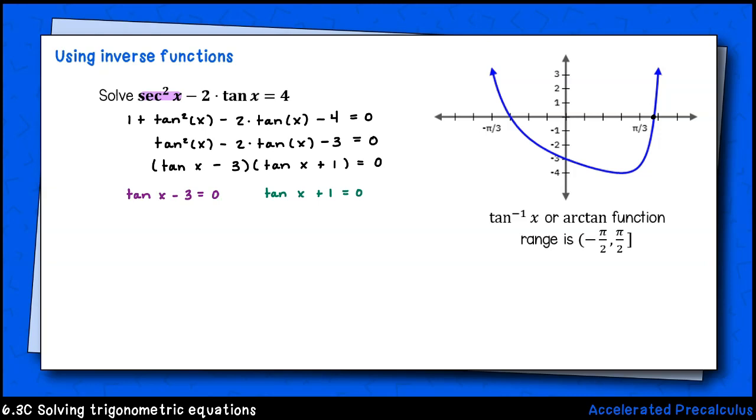Now I'll factor my trinomial into a pair of binomials. Then I'll set each factor equal to 0 and solve for x. In the final step on the left, in purple, note that I have tangent of x equals 3.